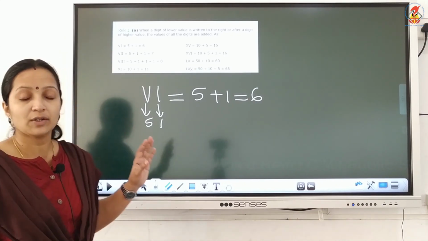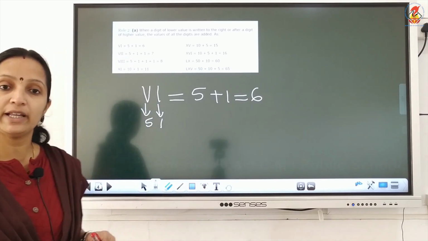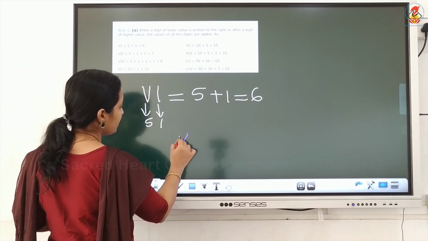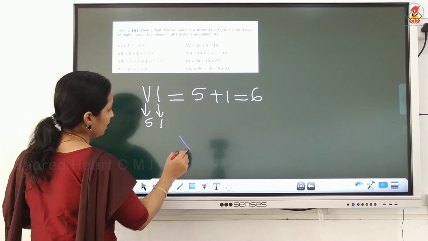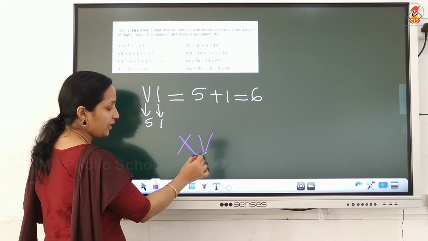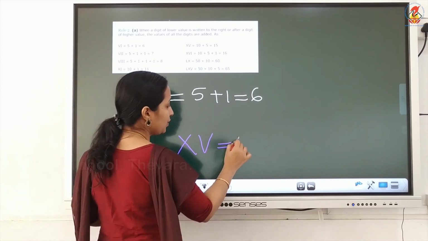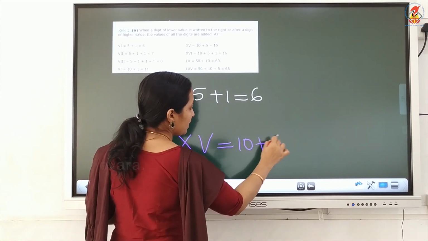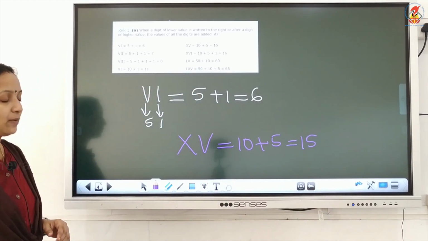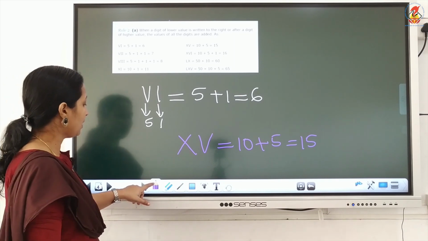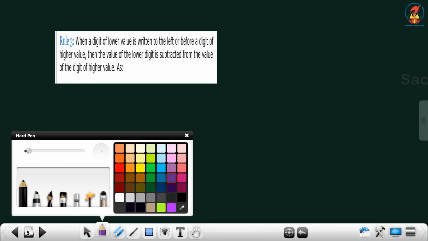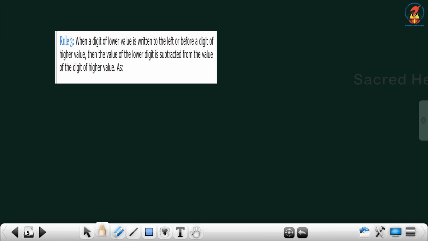This is the second rule. The second rule is what? If a smaller value is on the right side. That means X, V. X is 10, V is 5. So what do we have to do? 10 plus 5. What is the answer? 15. Okay. Now move to the next rule. What is the next rule?